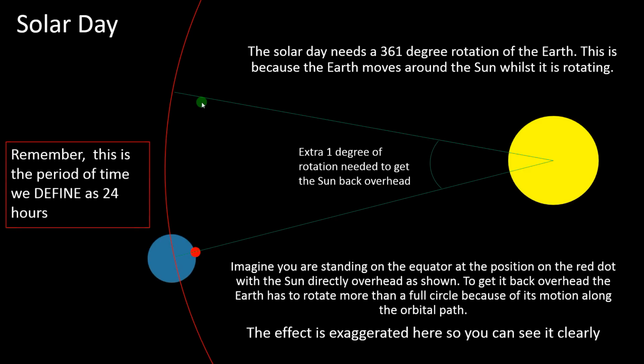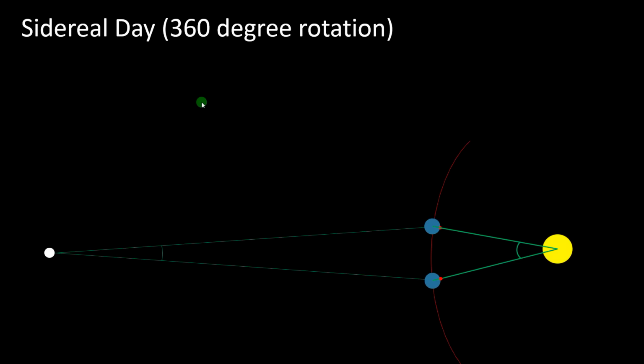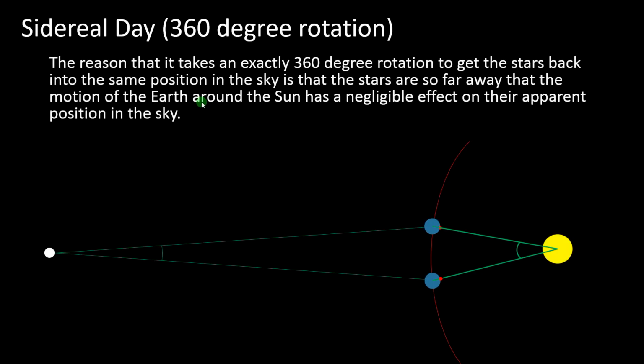We just need to remember 24 hours then is 361 degrees of rotation, and that's our sort of starting point. If we then look at the sidereal day, the time it takes to get the stars to appear in the same position, then that turns out to be a 360 degree rotation. And the reason is that that tiny amount of 1 degree's motion around the orbital path for the Earth makes very little difference to the direction that stars appear in the sky because the stars are so far away. The Sun is relatively close to us, and so that makes a difference when we look at the Sun.